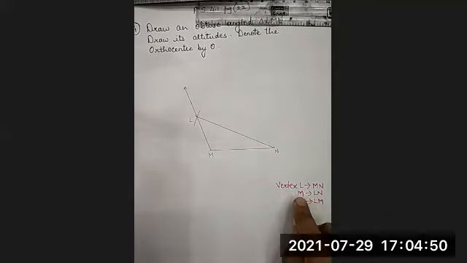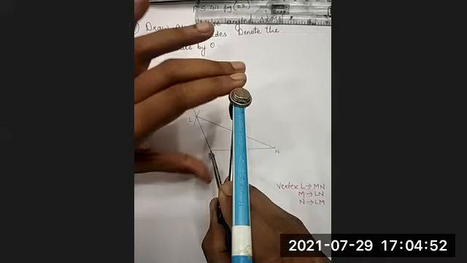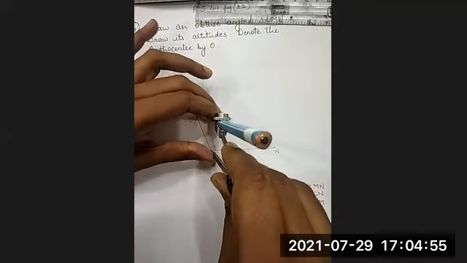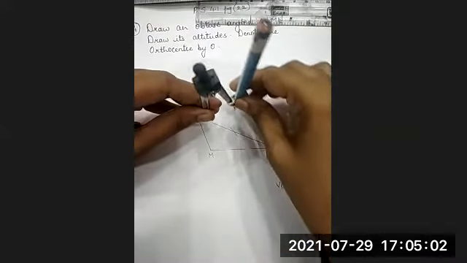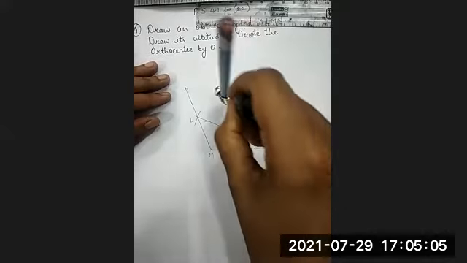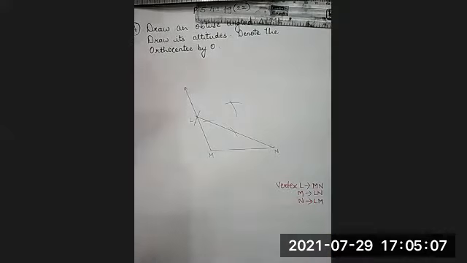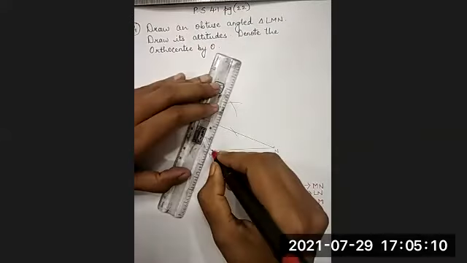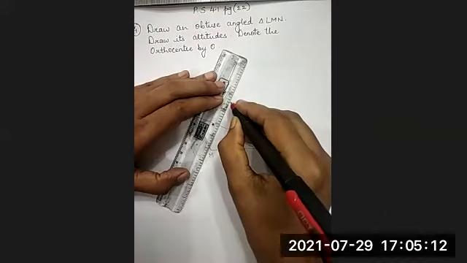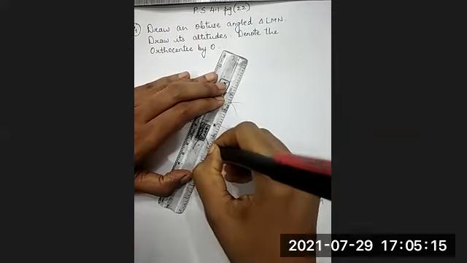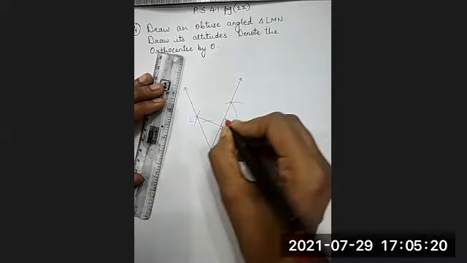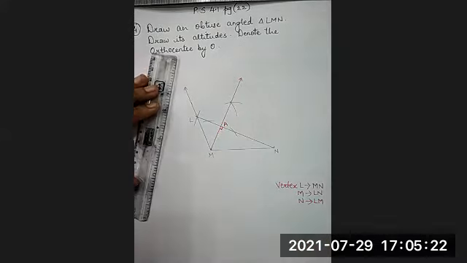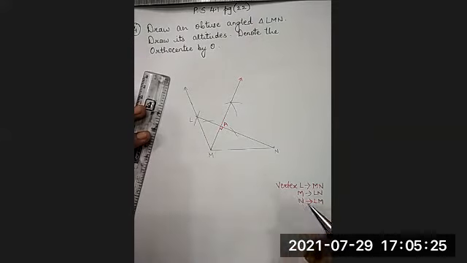So let us first take M. I'm taking vertex M. We have already studied in a previous video how to draw the altitudes. So I'm making the arcs like this. I get the point of intersection. So from M to this point of intersection, I will draw a line. And this is my first perpendicular, that is A. So vertex M is over.